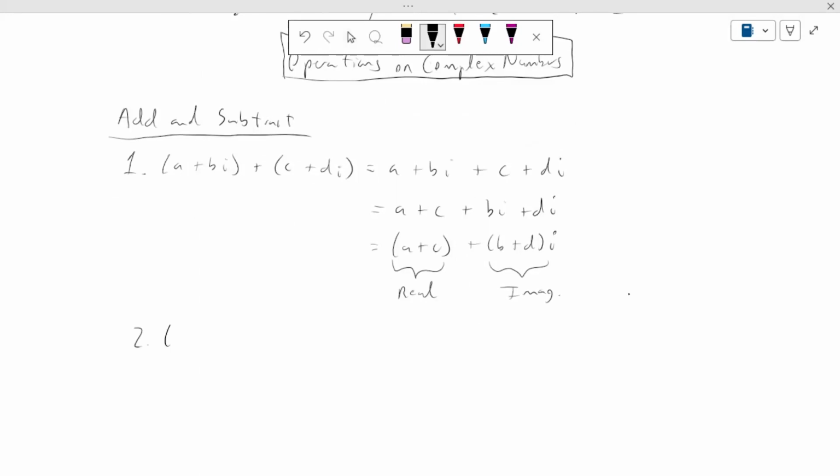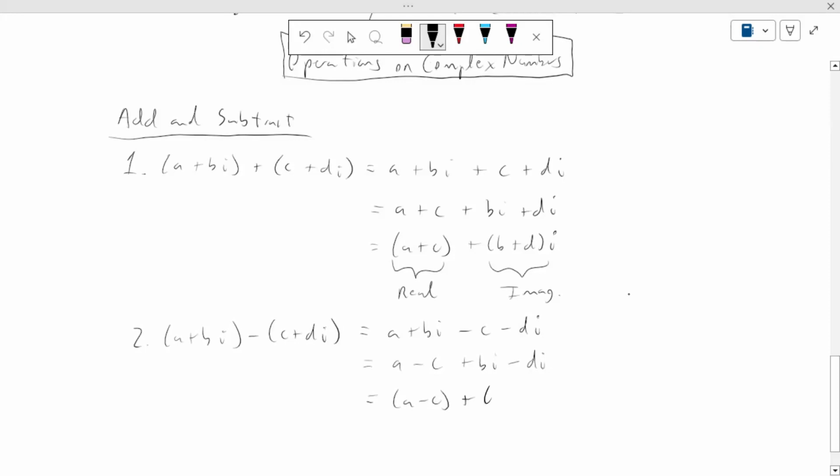So if I have a plus bi minus c plus di instead, well, associativity, right? But don't forget you have to distribute this negative sign. So this is the same thing as a plus bi minus c minus di. Commutativity, so this is the same thing as a minus c plus bi minus di. And then a minus c is a real number. Factor an i out of these, we get b minus d times i.